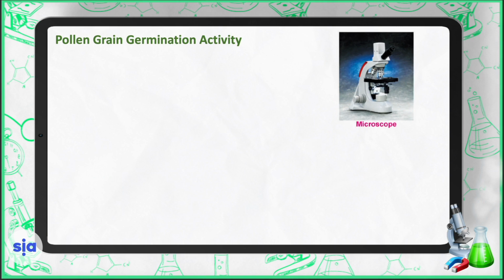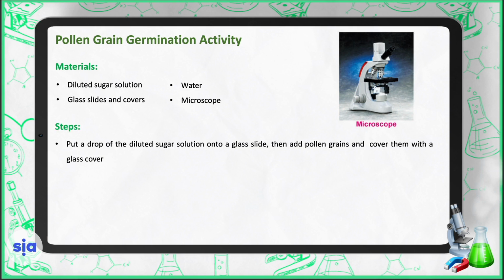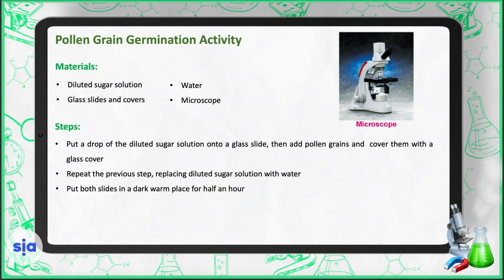Let's discuss together the pollen grain germination activity. You will get diluted sugar solution, glass slides and covers, water, and a microscope. Put a drop of the diluted sugar solution onto a glass slide, then add pollen grains and cover them with a glass cover. Repeat the previous step, replacing diluted sugar solution with water. Put both slides in a dark, warm place for half an hour. Then examine both slides using the microscope.